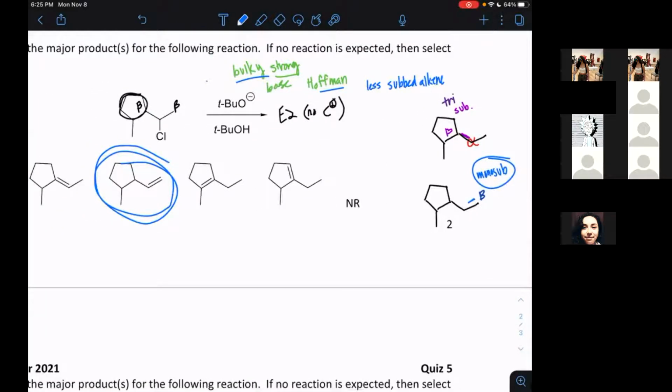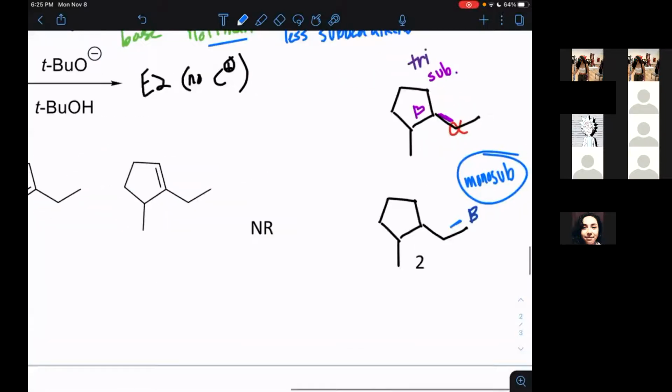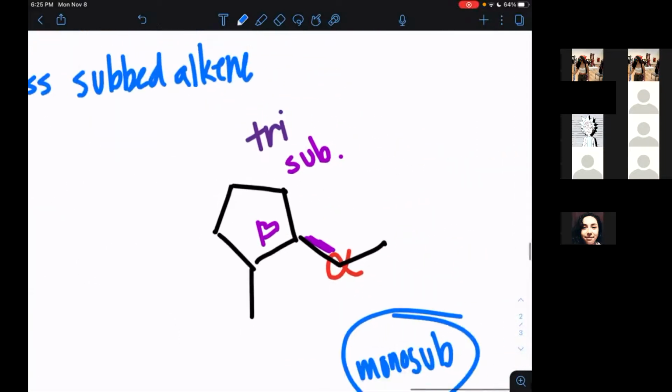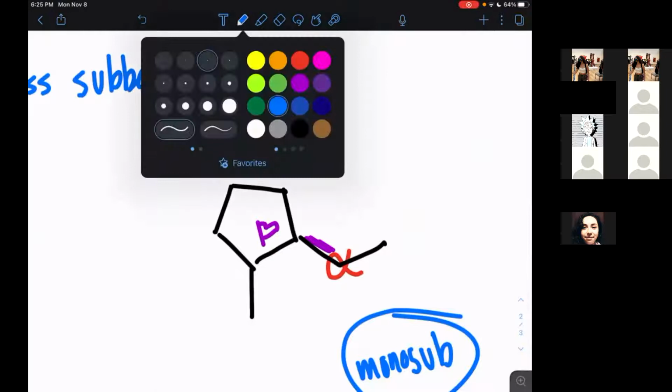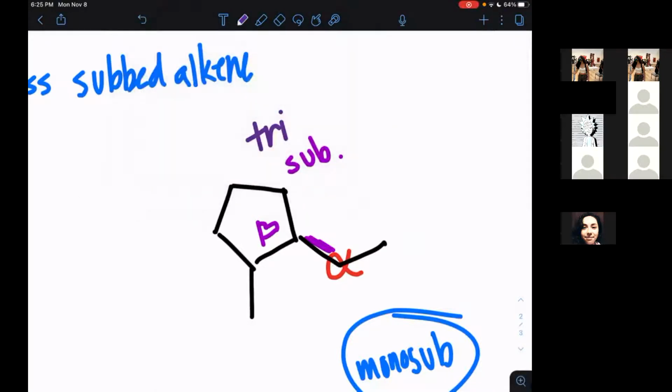But you still get the same result. But yeah, that one is mono substituted and this one's only tri substituted. Sorry, can you explain what's the difference between tri and mono? Yeah. So let's see.